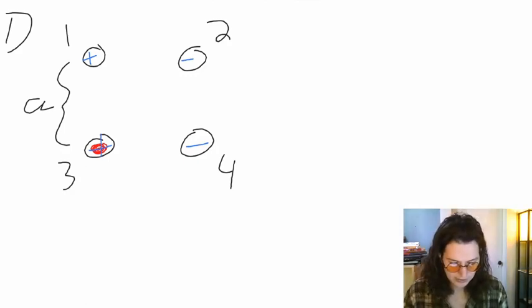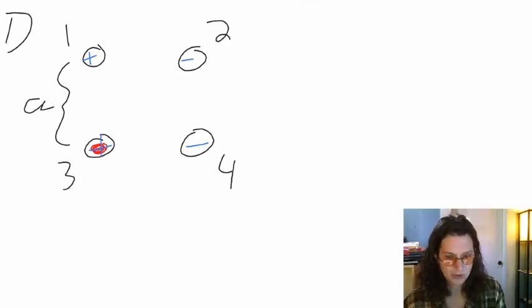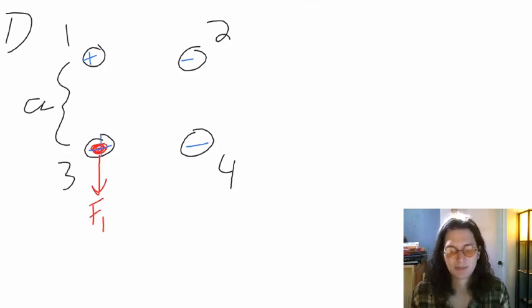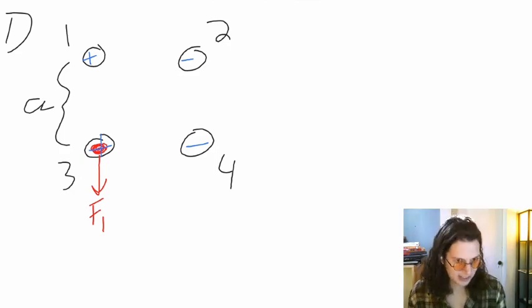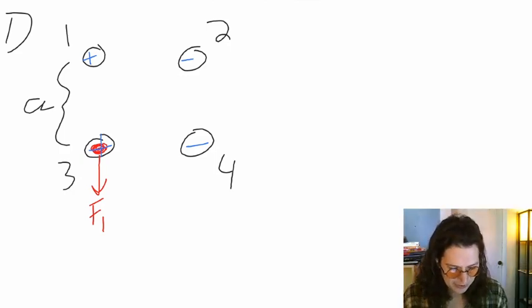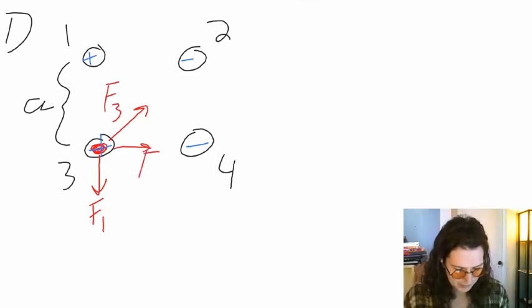We'll go around the circle, starting with particle 1. Particle 1 is positive, particle 3 is positive, so that will be a repel. I've labeled this F sub 1, which tells me this is the force due to particle 1, and I know it's on particle 3 because I've attached the vector arrow there. Next, we have particle 2. Particle 2 is negative, particle 3 is positive, so that will be an attraction, and we'll call that F3. Then particle 4 is negative, particle 3 is positive, so that will also be an attraction that goes to the right. So that's F4.